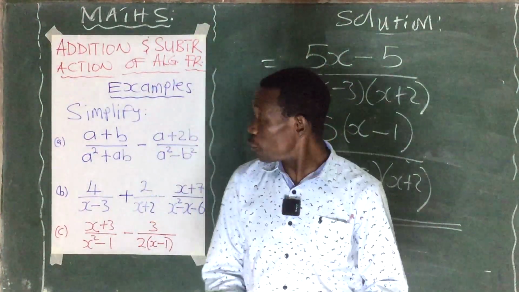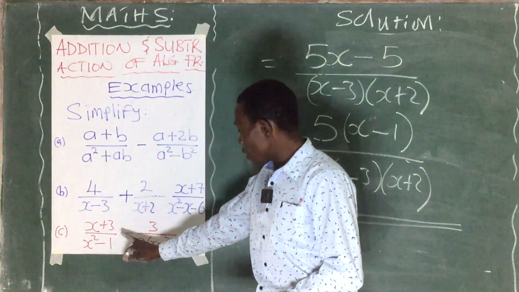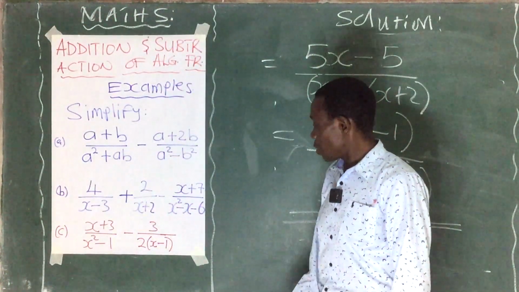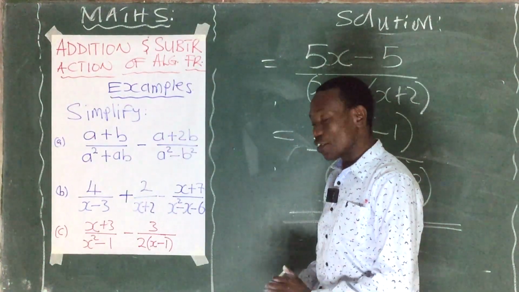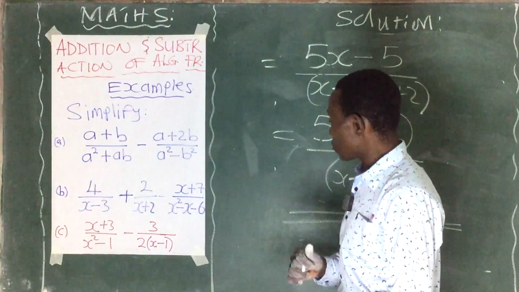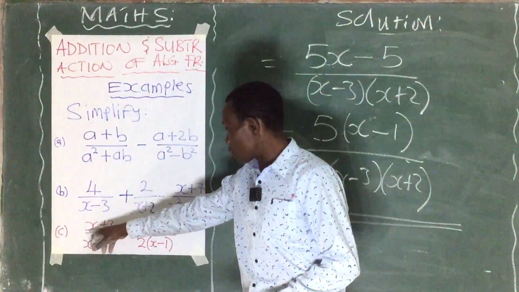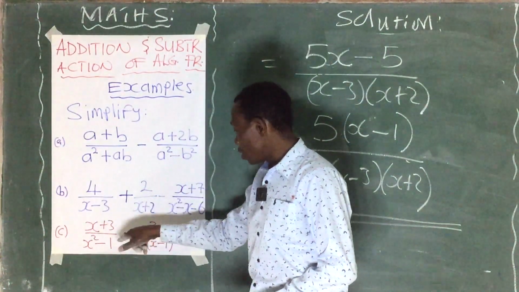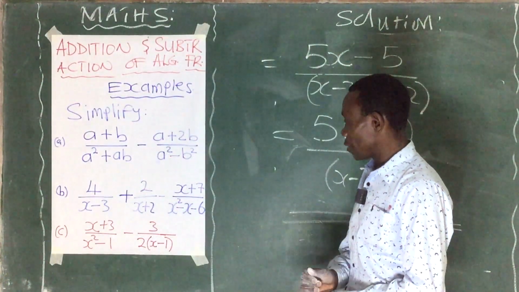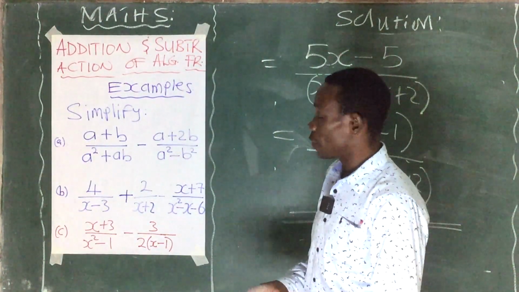Right, so what I need you to do before we close this chapter, you're supposed to at least try example C. So I leave you this one as your exercise. So do exactly as we have just done here. Remember to factorize first where possible, but where you can't, just proceed with the operations. So here we have x plus 3 over x squared minus 1, then minus 3 over 2, open bracket, x minus 1.